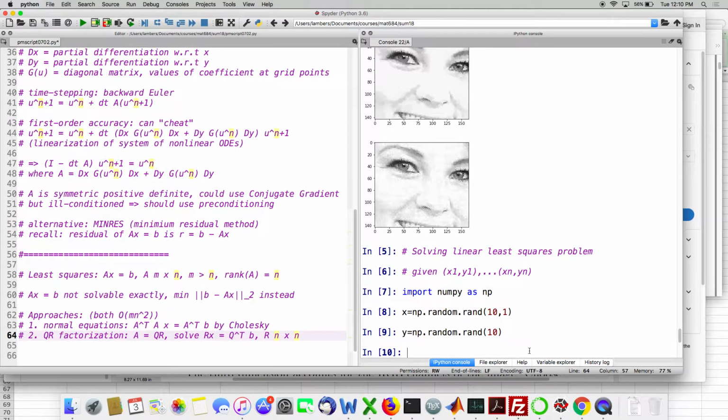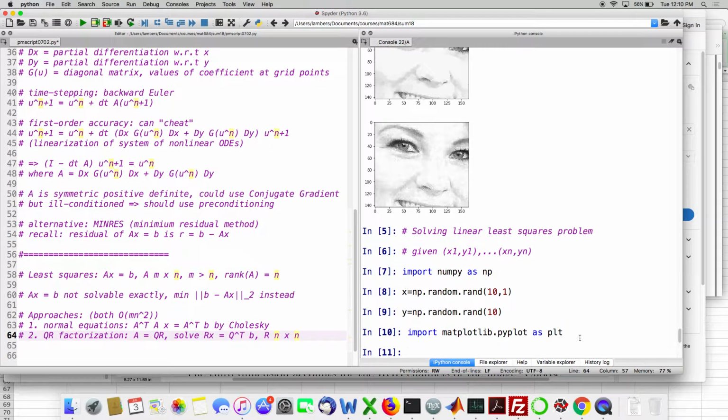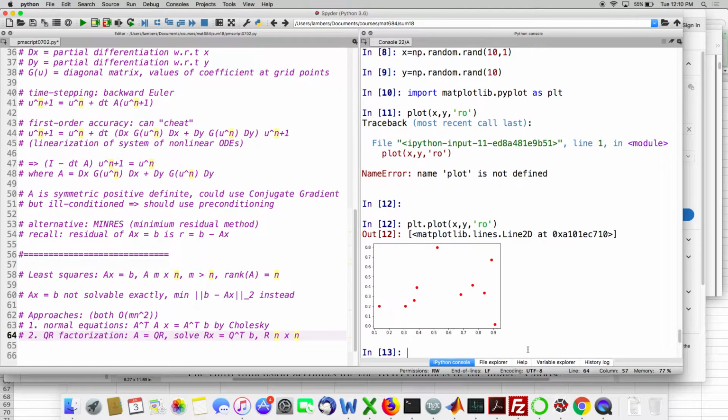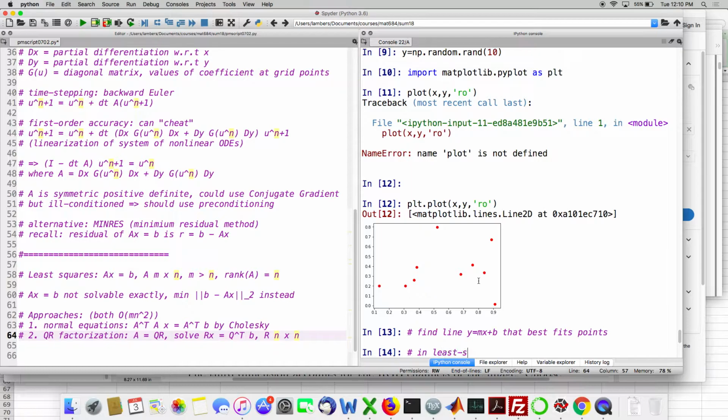And if I were to, okay, I need to import a plotting package. So if I do, for instance, plot x, y with red circles. Oh, whoops. I was going to mess up something. plt.plot. Okay, and there's my points. Okay, so what I want to do is find the line y equals mx plus b that best fits the points in the least squares sense.